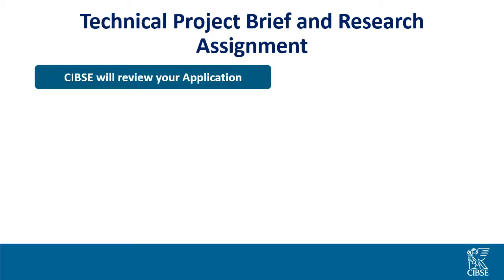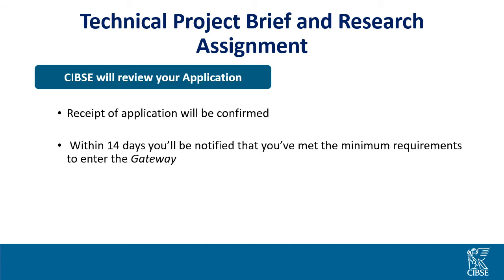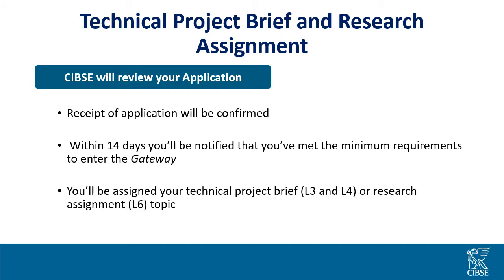I'll now move on to cover the technical project/research assignment. As covered in the timeline, you will submit your online application, and within about 2 weeks you'll receive an email about the next steps. At this stage, you'll also be assigned either your technical project brief for levels 3 and 4 or your research assignment for level 6.